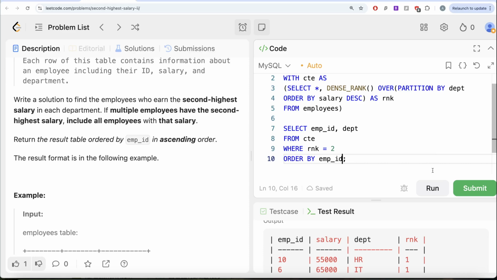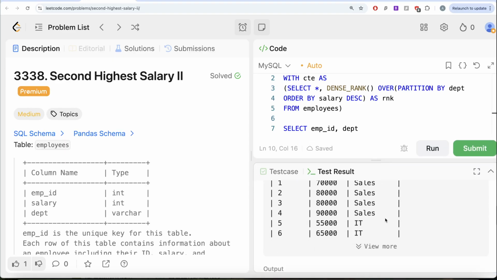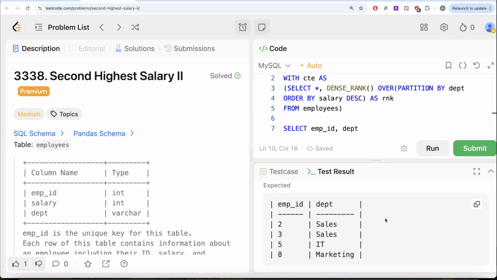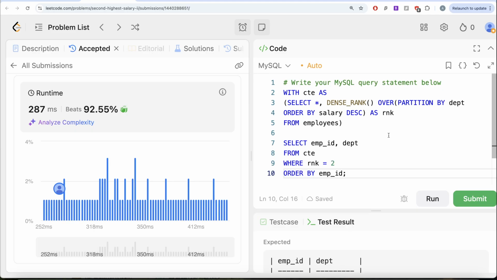Let me go ahead and run this. Let's see what we get in our output. So yeah, this is accepted. If we look at our output, it is same as expected output. Let me go ahead and submit to pass all the test cases. So yeah, this is accepted and this is how we do it.